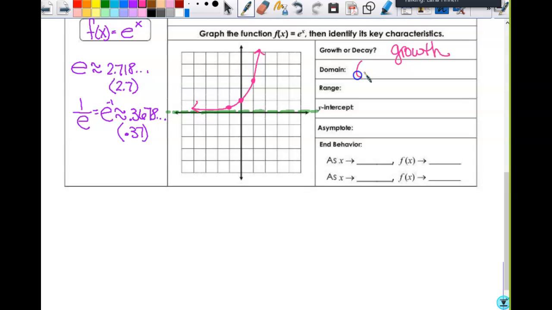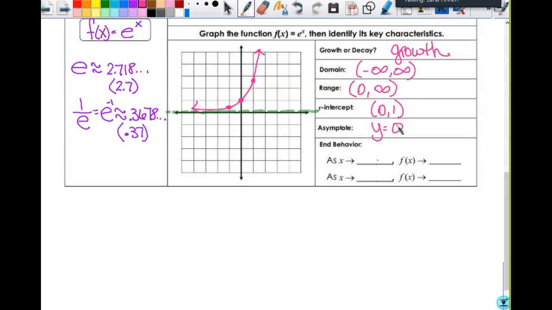My domain is all real numbers, so I'm negative infinity to infinity. My range goes from 0 to infinity, and I don't include 0 because it's an asymptote. Your y-intercept for your parent function, no matter what the base is, you're going to take it to the 0 power, so it's going to have to be 1, so it's (0, 1). My asymptote is y equals 0.